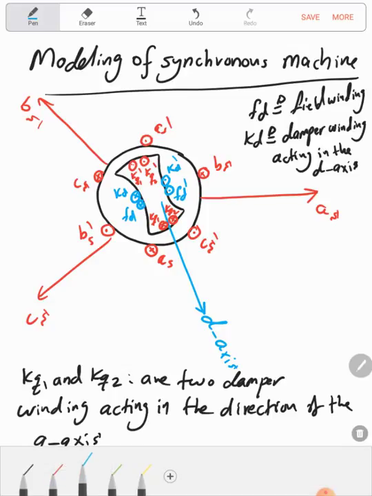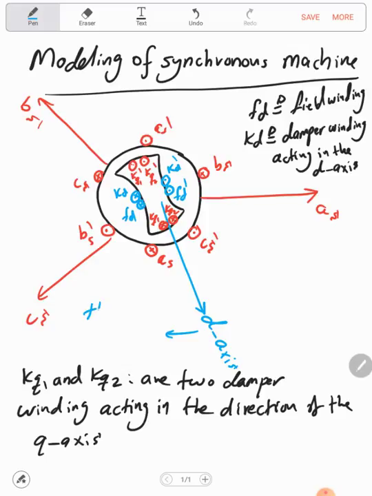Now, this is by definition what we call the magnetic axis of the field winding. So the D axis is actually called the magnetic axis of the field winding.